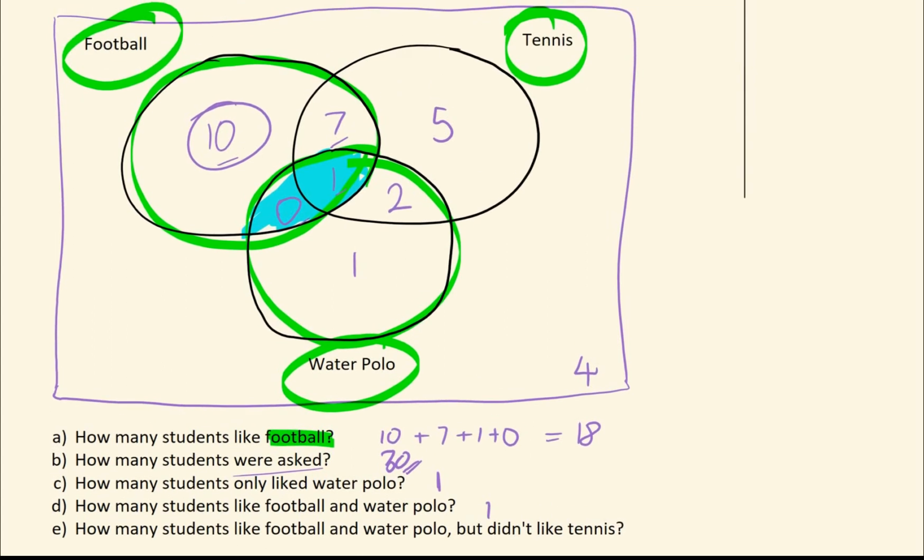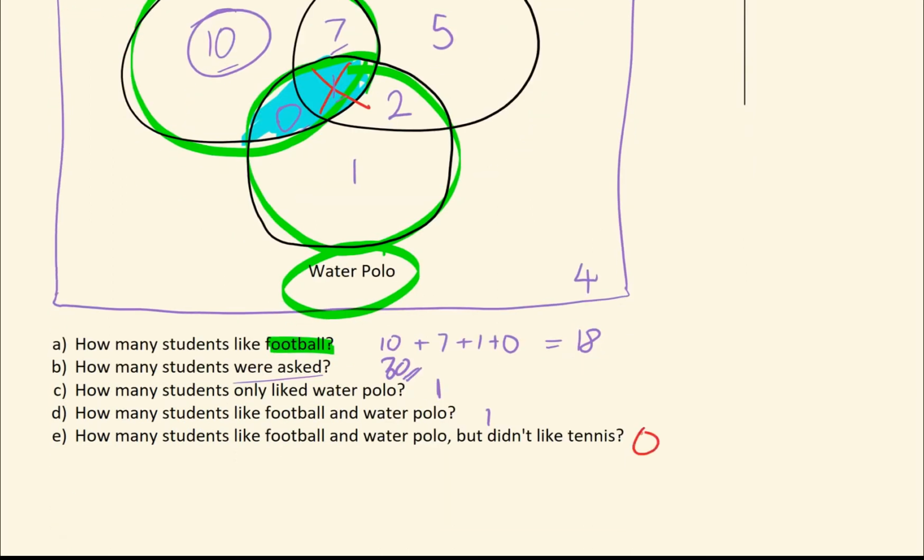And then lastly for part A, how many students like football and water polo but didn't like tennis? So here they kind of like tennis, so we have to exclude this person, which means no one falls into this category.